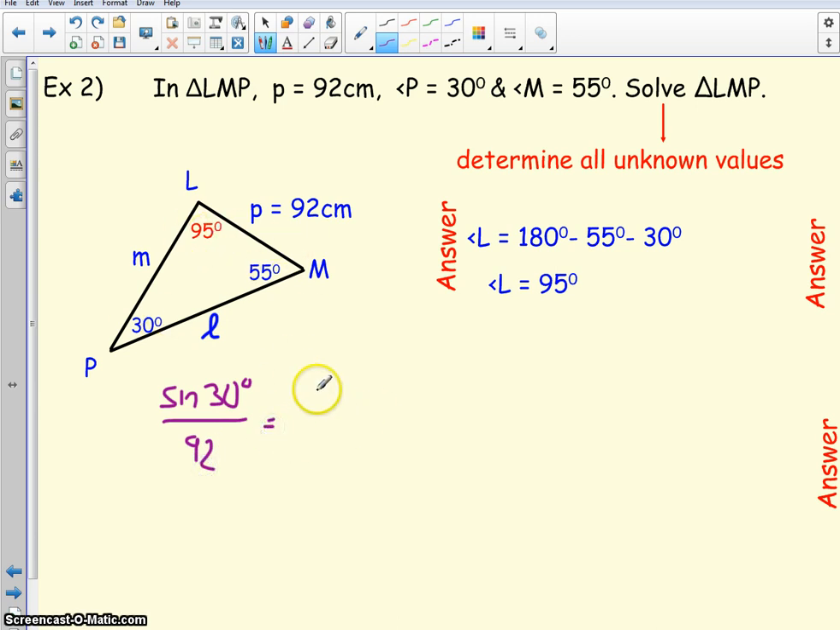So for L, let's say we're going to have sine of 95 degrees over L. Okay, and you need to work through the algebra to solve. Again, you just multiply both sides of the equation by L, and then rearrange.